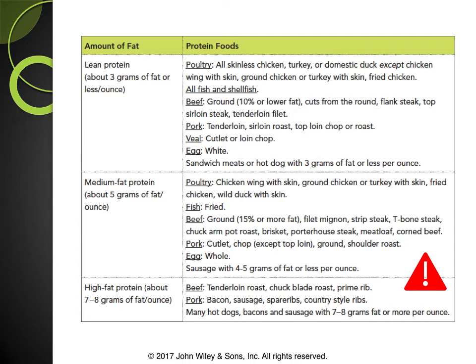So just being on the lookout. High fat proteins I would try to avoid if you can, or really reduce your intake. And when I say reduce, maybe 1 to max 2 times per week. I myself love hot dogs, bacon, sausage.